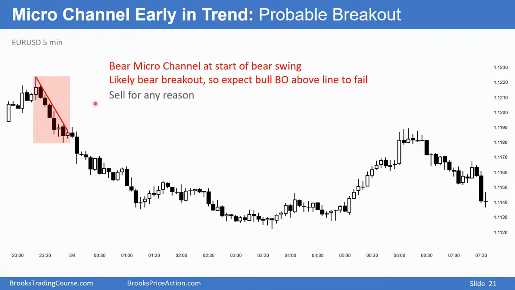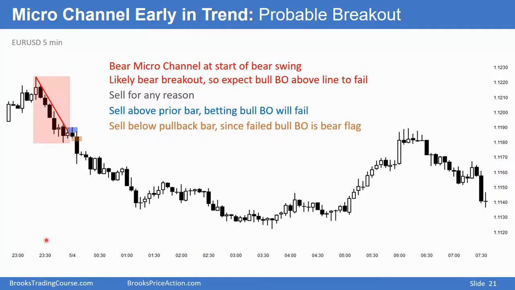You have to sell for any reason. A bull breakout above the bear microchannel probably will fail, so you can sell above the prior bar. You can sell below this bar, low 1 bear flag. After the third bar closing on or near its low, you can start to sell closes there, and you can sell bull closes as well, betting that reversal attempts will fail.